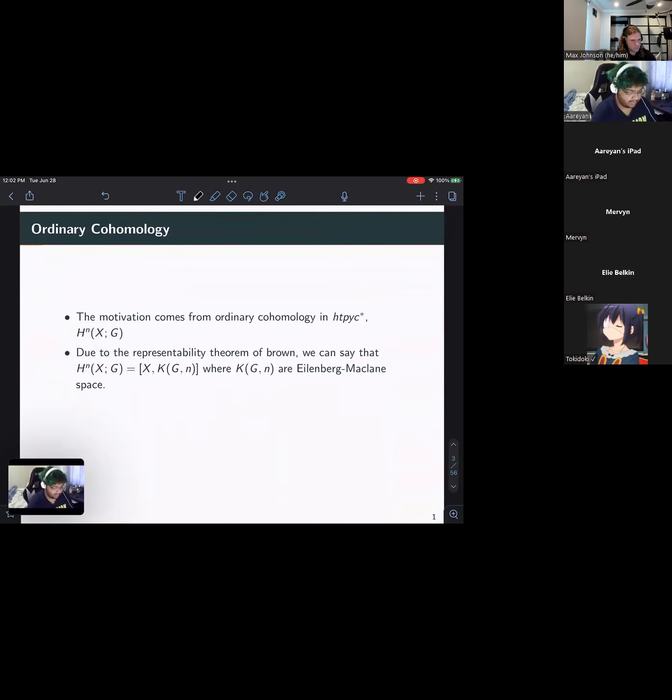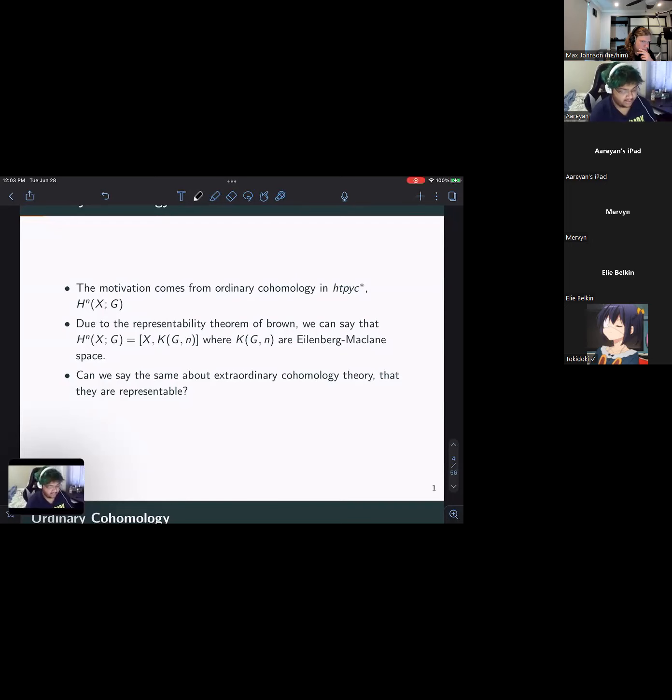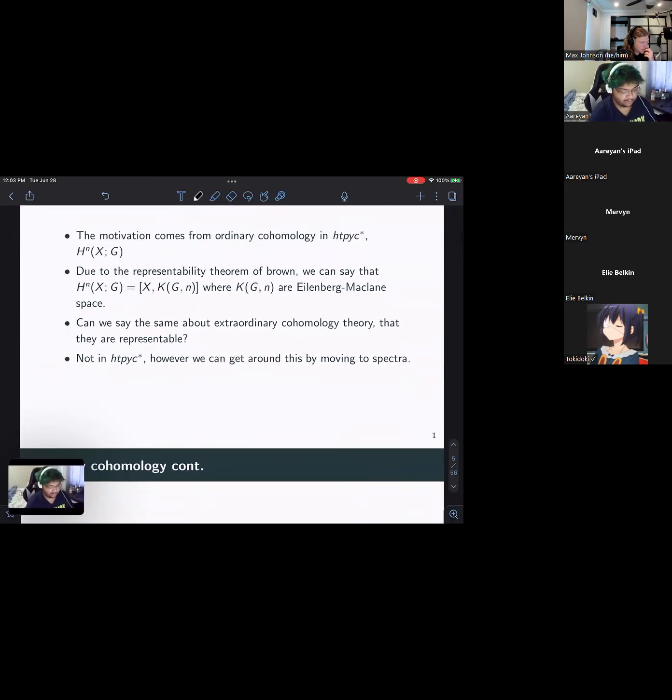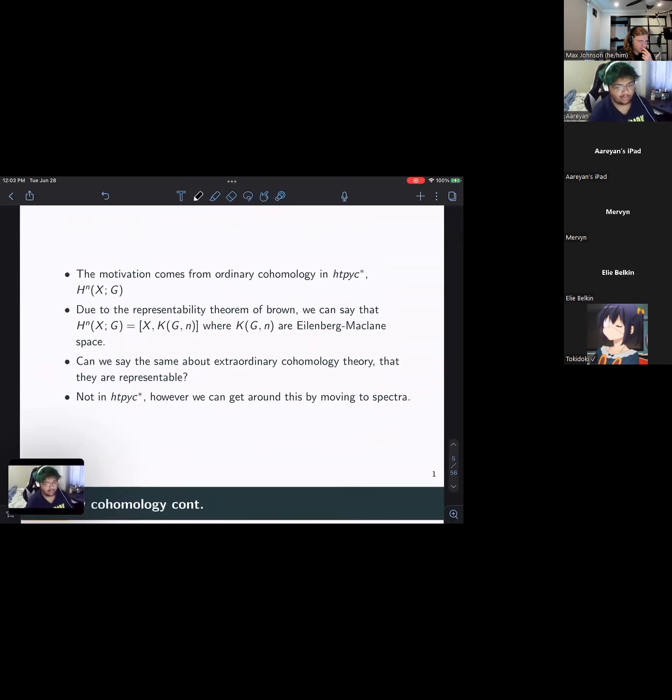Due to Brown representability, we know that the cohomology groups are representable by what we call the Eilenberg-MacLane spaces. So the ordinary cohomology theories are all representable functors, which is great. That makes stuff so much easier. However, can we say the same about extraordinary cohomology theories like K theory? The answer is you need to move beyond CW complexes. In fact, the correct answer is you need to move to spectra. This is precisely why we want to work with spectra.